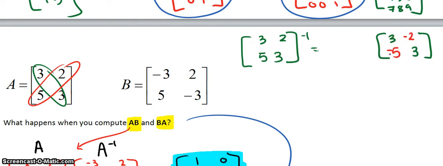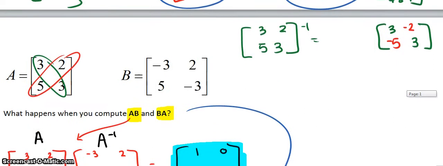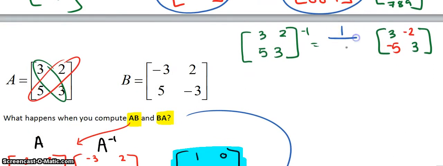Okay, but notice that wasn't the inverse matrix. So it kind of looks like what I got. It looked like I switched them and negated them, but wait, the signs are all wrong. Why is that? I bet you were all wondering that when I initially introduced these formulas, right? Like, that doesn't look the same. And that's because of this multiplied factor on the outside. So you're going to multiply this by 1 over AD minus BC. So this is A and this is D. You multiply those, you get 9. Minus BC are these two numbers.